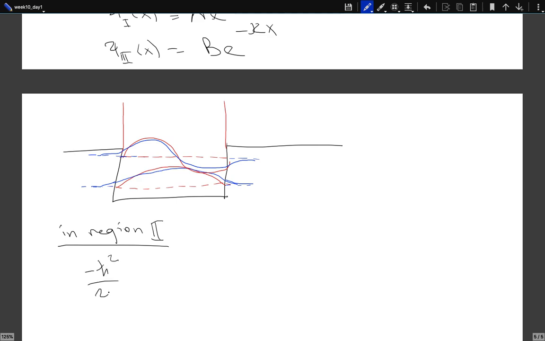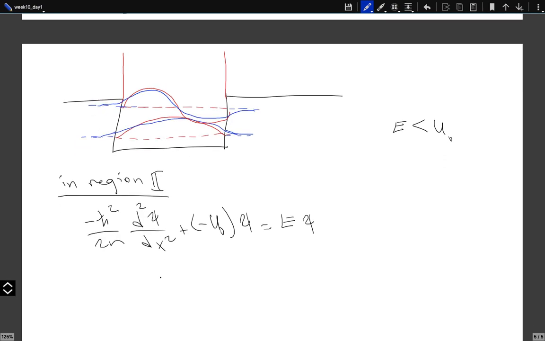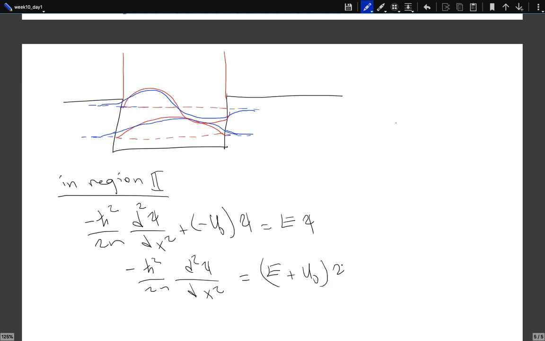Well, the Schrödinger equation will be this much then: minus u0, psi is equal to E of psi. And remember, E is less than u0. Minus h bar squared over 2m, d squared psi by dx squared, this should be equal to E plus u0 psi.